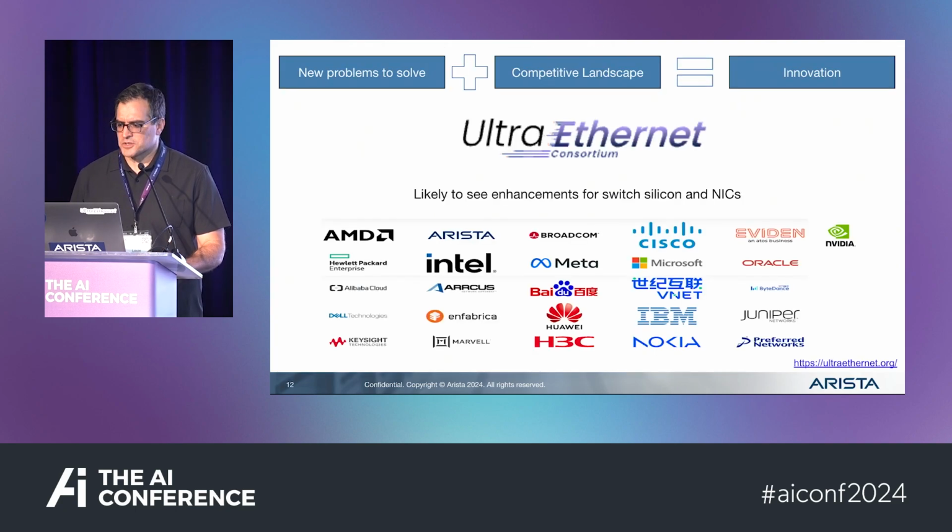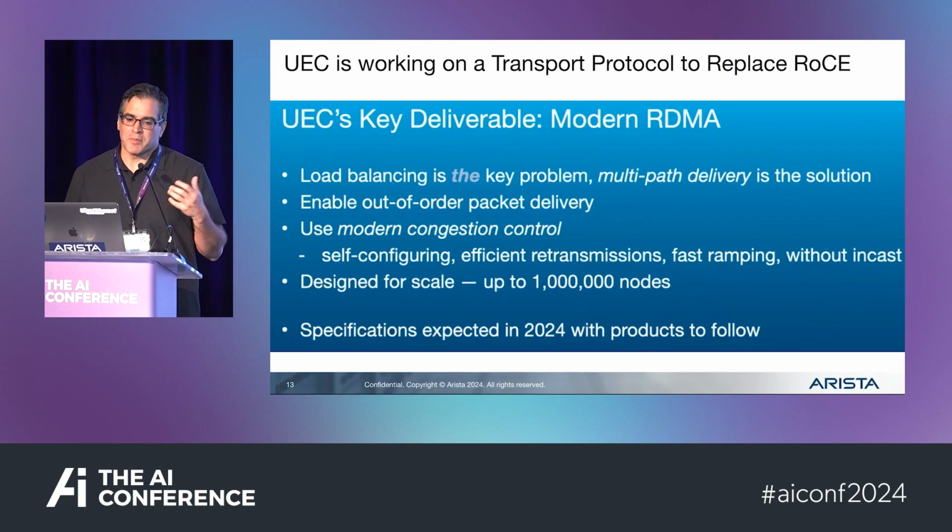The next thing that I just want to mention is the UEC, the Ultra Ethernet Consortium. This is a group of companies that have come together to build more enhancements into Ethernet to benefit AI. And so you can see who some of the representatives there are. The main problem that they're working on is a transport protocol to replace RDMA over Converged Ethernet, also known as RoCE. And there's load balancing challenges to figure out. There's scale challenges to figure out.